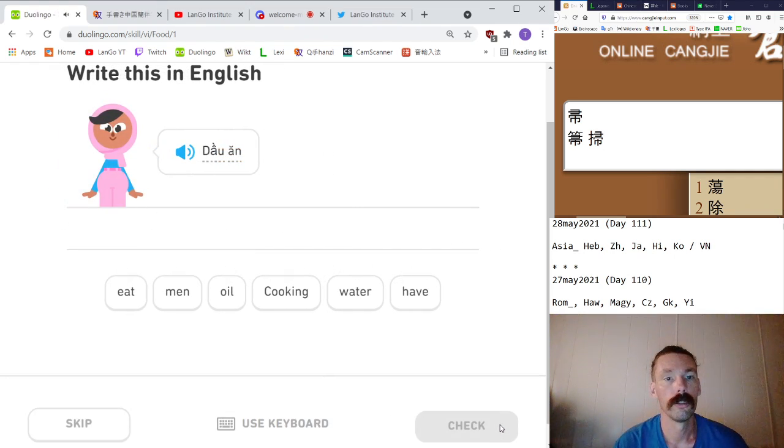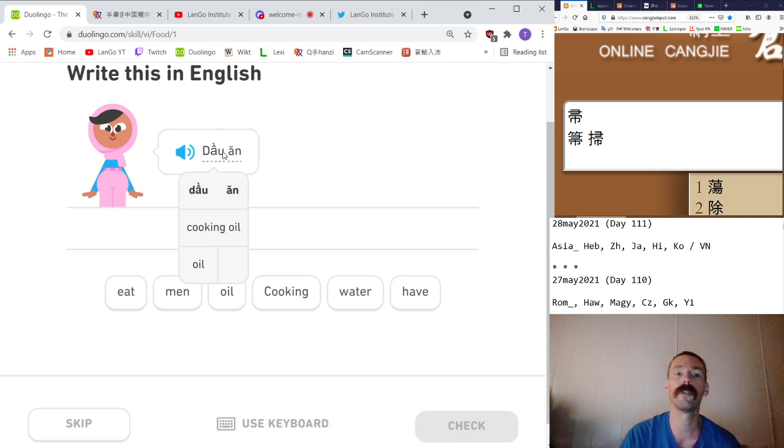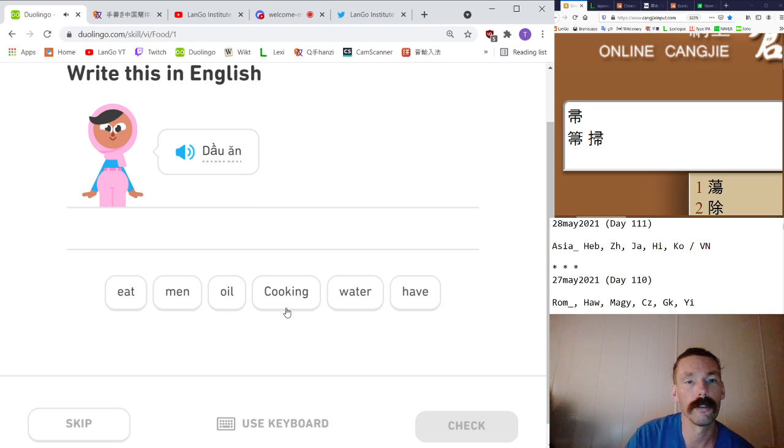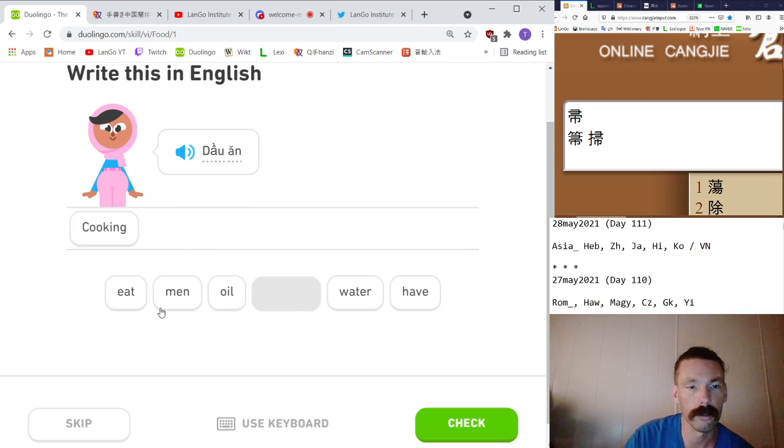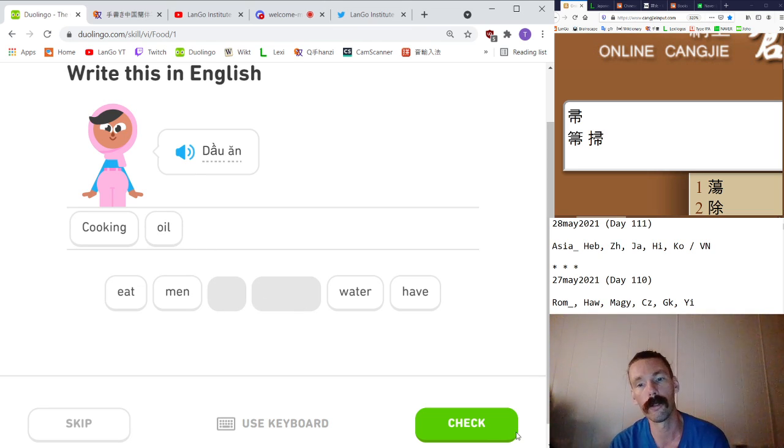Dầu ăn. Okay. Cooking oil? Interesting. Do you know what Chinese word this zao reflects? I have a guess at least. It's zao, and dầu means cooking oil. The oil of eating is the compound. Eating oil, or food oil, cooking oil.